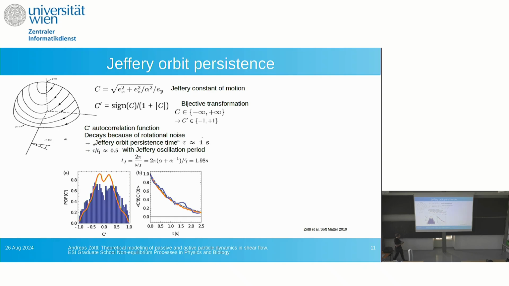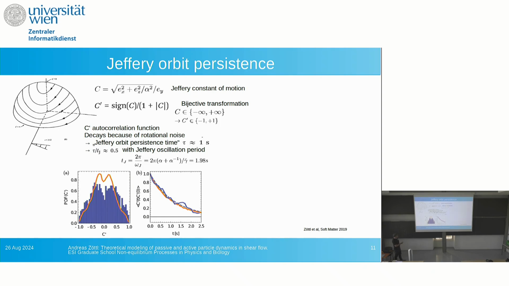I do not want to talk about this too much. I just want to say, you can measure the probability. When you measure many rods in experiments and in simulations, you can determine the probability density function to be in a certain Jeffrey orbit state, C prime. And then you get this kind of distribution. We do not have a theoretical idea why we get this. Probably one has to go to the Fokker-Planck equation.